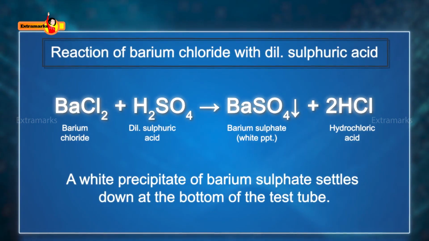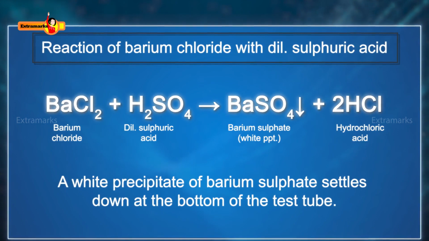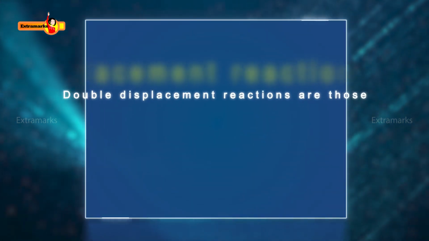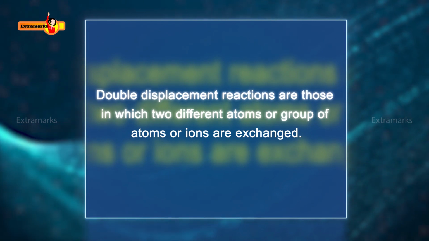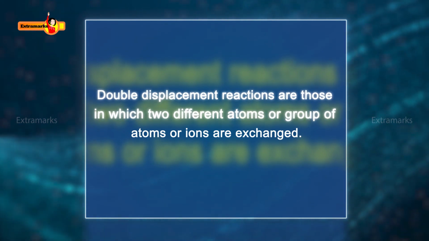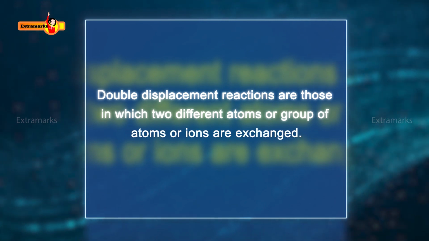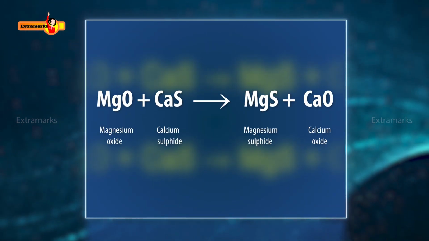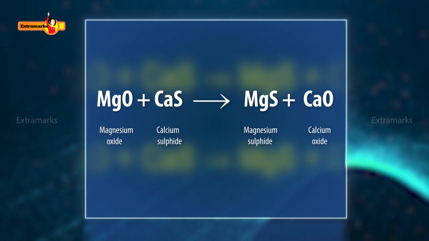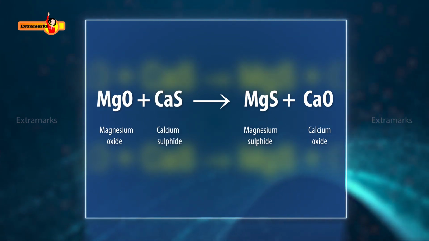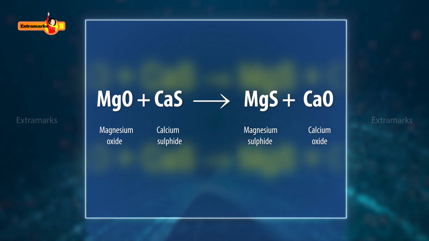In this reaction, barium and hydrogen ions exchange their position from their compounds. So, we can say that in general, double displacement reactions are those in which two different atoms or group of atoms or ions are exchanged. Reaction of magnesium oxide and calcium sulfide is another example of double displacement reaction. Magnesium sulfide and calcium oxide are formed in this reaction.